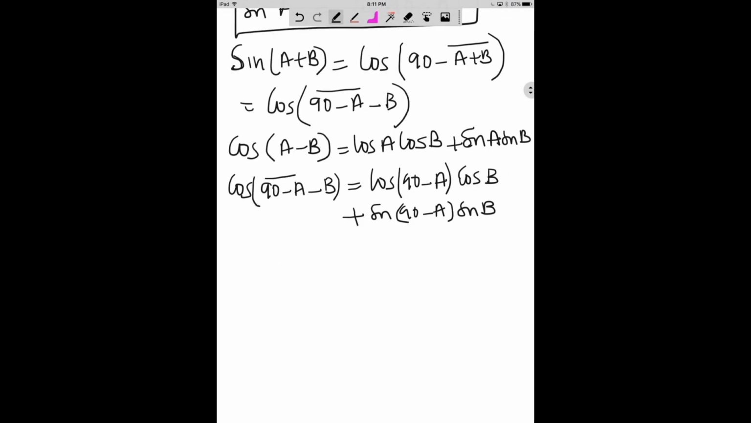What is cos(90 - a)? From the previous class we derived that formula, right? Cos(90 - a) is sin a. Then cos b, plus sin(90 - a) is cos a, then sin b. Well, that is the answer. That is sin(a+b) is equal to sin a cos b plus cos a sin b.